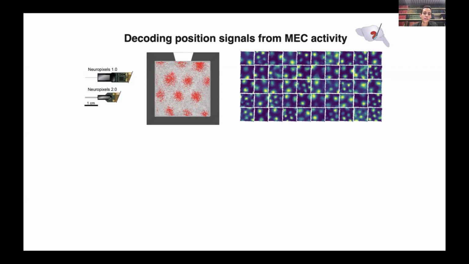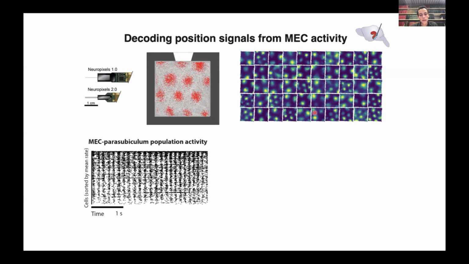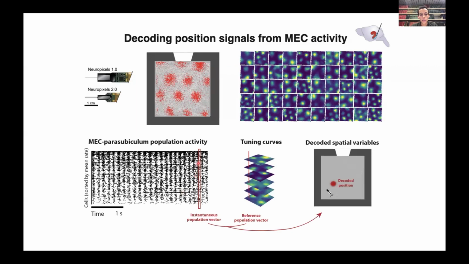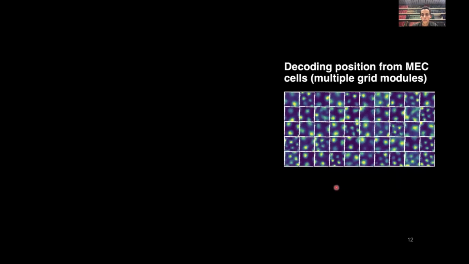these spatially tuned cells, the grid cells in the medial entorhinal cortex, that have very clear position tuning. We can record activity from a lot of these cells at the same time. And again, apply the same decoding approach where we correlate instantaneous population vectors with the expected activity pattern for each position in the environment to get a decoded position.